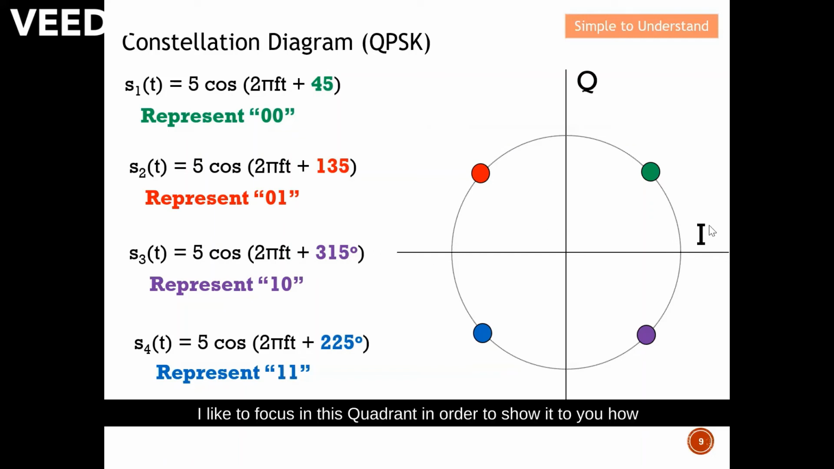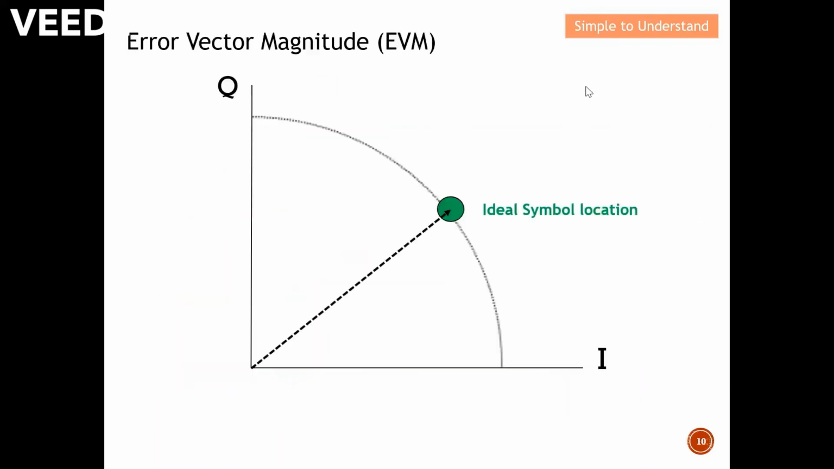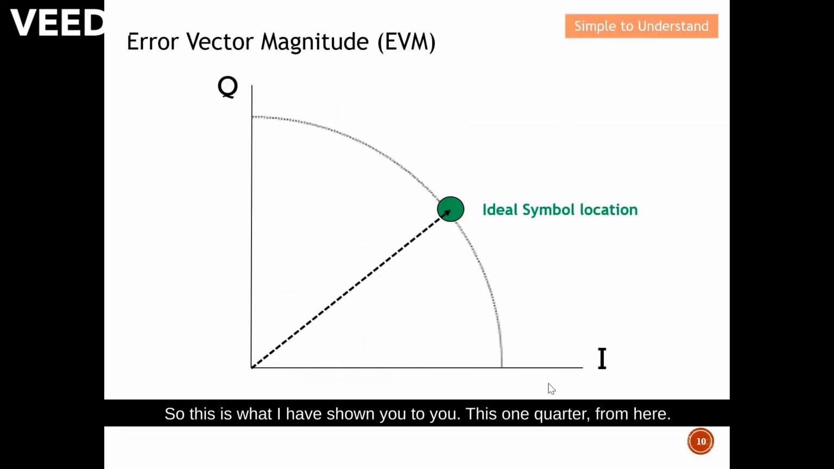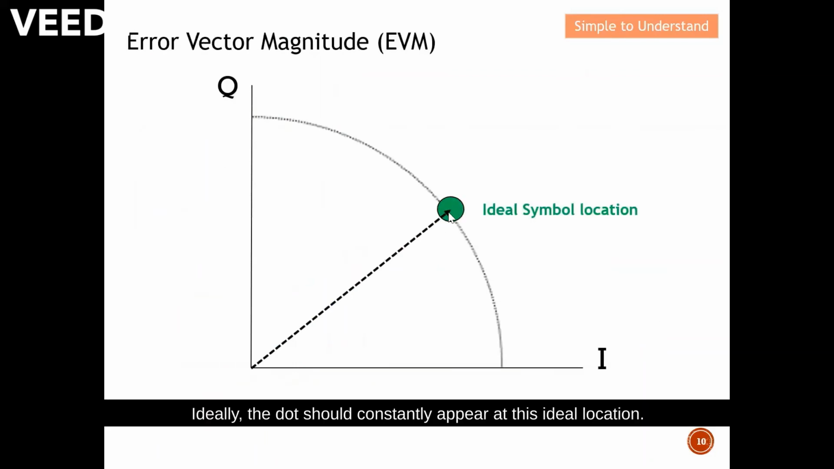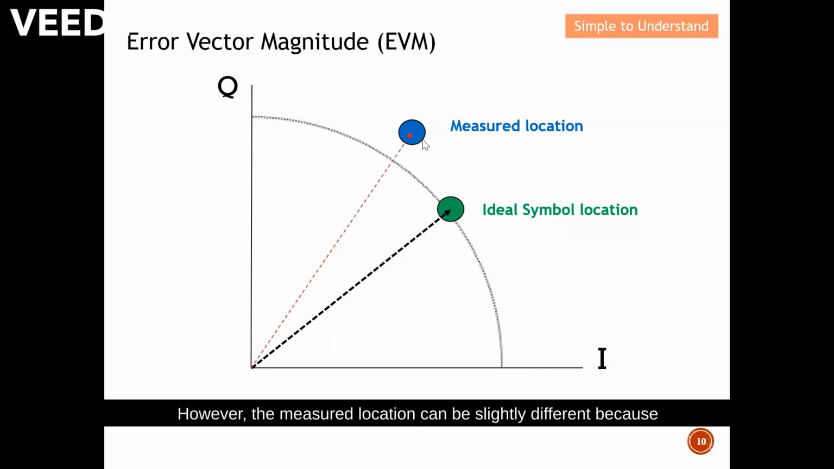I would like to focus on this quadrant to show you how EVM can play a role in quantifying how good this digital modulation is. This is what I have shown you, this quarter from here. Ideally, the dot should constantly appear at this ideal location, so this is called the ideal symbol location. However, the measured locations can be slightly different because of the impairments which I have shown to you. So if this dot is over here, it means that it's ideal.